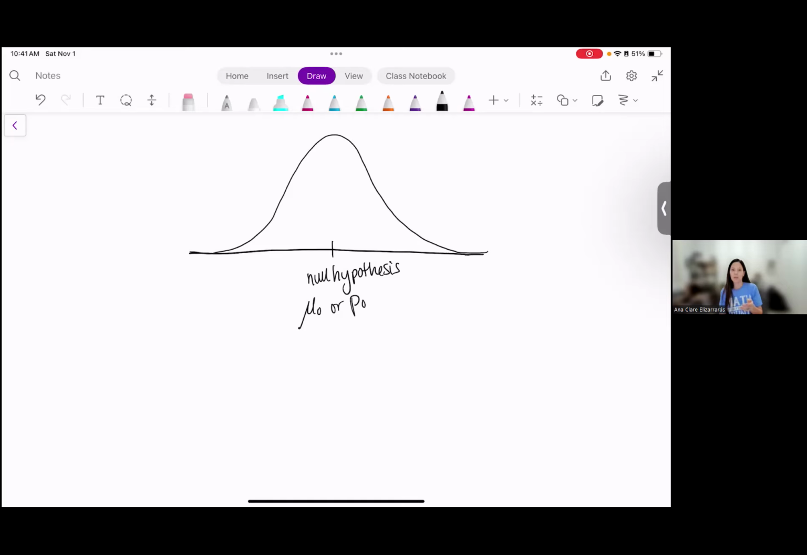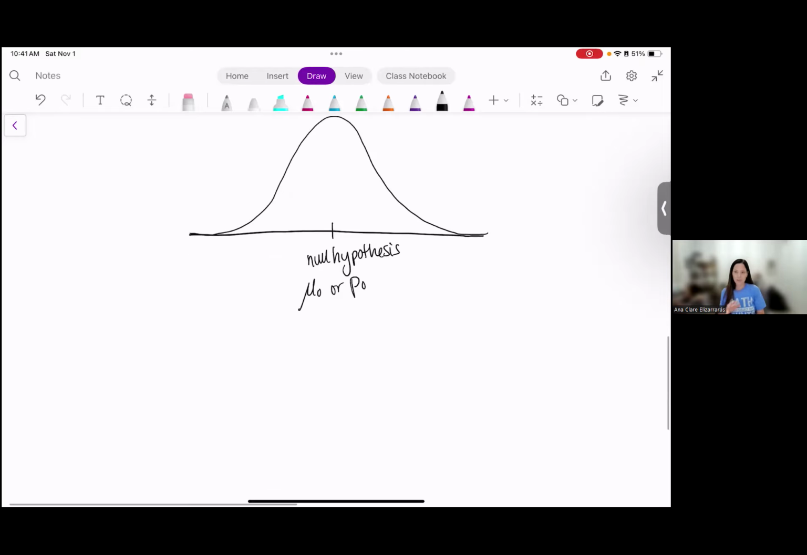And our claim is either going to be greater than or less than or different than. And so based on the claim, we need to calculate, using our sample data, the Z-score or the T-score and see where it lives. And then is it far enough away to be unusual? So in order to calculate our test statistic, we need some information. And remember, this is all based on using sampling distributions to help us make these test statistics.